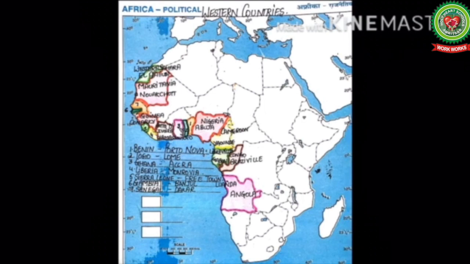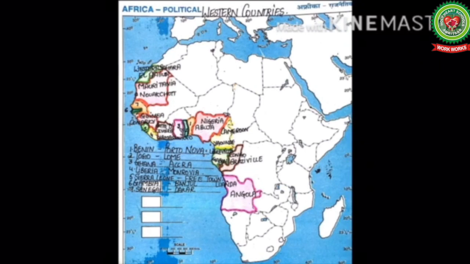The next is Gambia. It is the smallest country of Africa's mainland. Its capital is Banjul. The next country is Senegal and its capital is Dakar. This country has the title of the westernmost country of Western Africa.